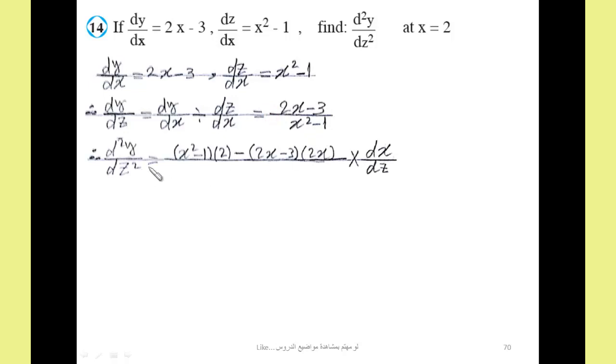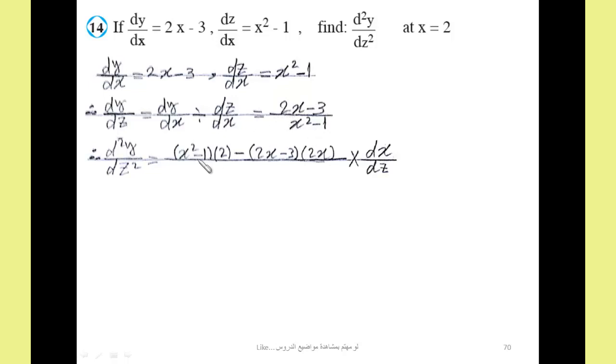Then we make the differentiation again. Don't forget, we make the differentiation with respect to z. Again, we have dy/dz equals (2x - 3)/(x² - 1). We'll make a differentiation again with respect to z to get d²y/dz², and we differentiate this fraction.